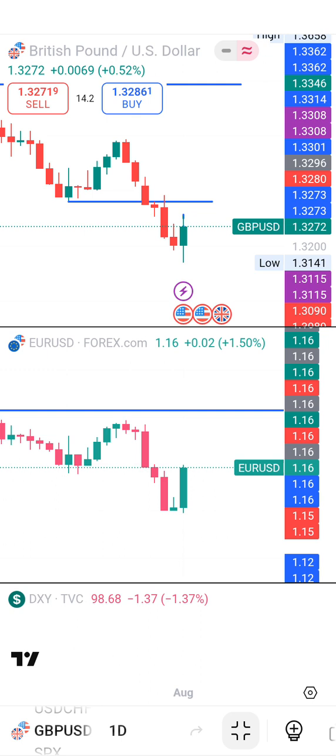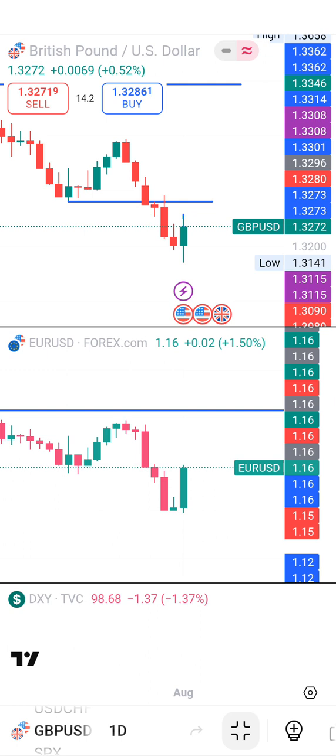The first one is, listen carefully, the pair. The pairs that I trade for this strategy are Euro USD and GBP USD. Or you can also add AUD USD and NZD USD when you have perfected Euro USD and gotten more understanding of how to trade it. Then you can later on add AUD USD and NZD USD.